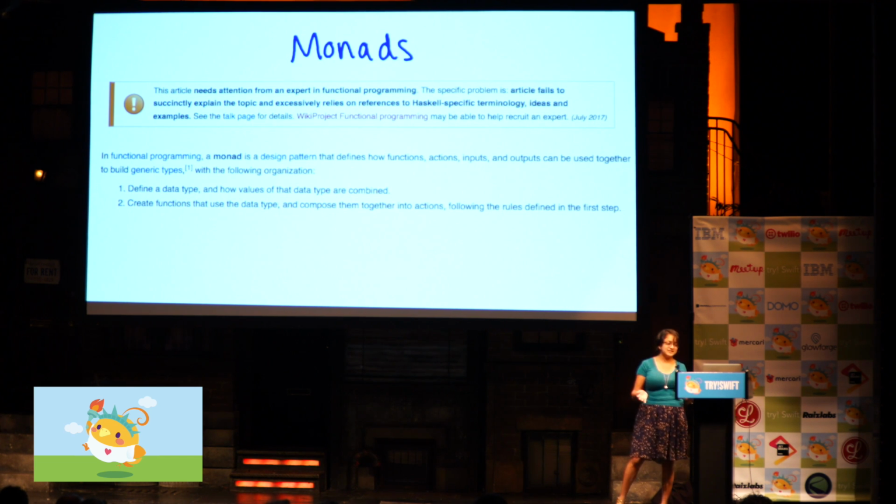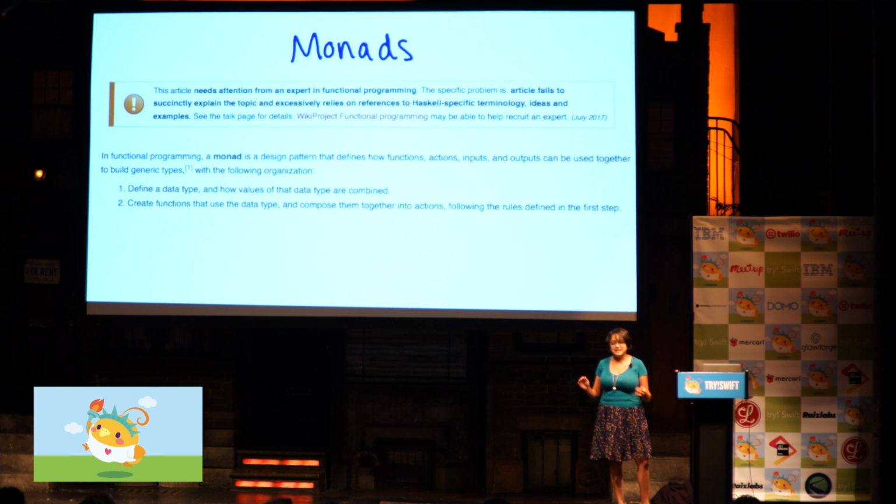One, define a data type and how values of that data type are combined. And two, create functions that use the data type and compose them together into actions following the rules defined in the first step. Okay, I'm going to be real. I read this like 10 times, and then I had a bottle of wine, and I read it again, and it made no sense at all.